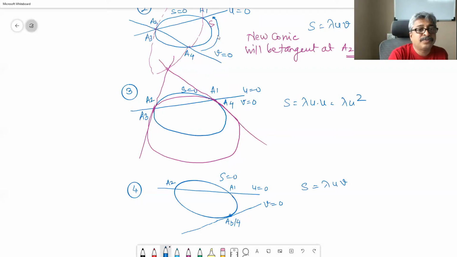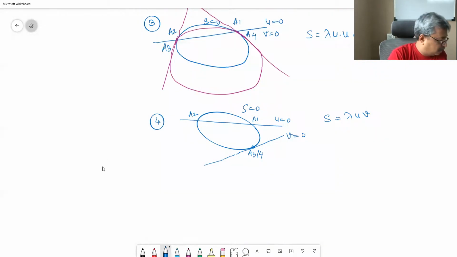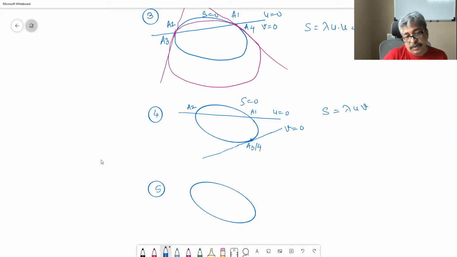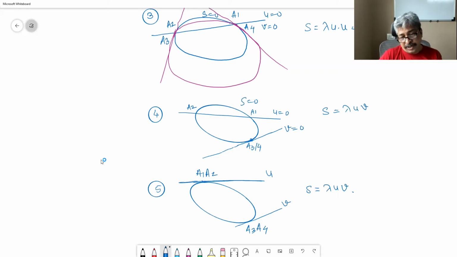Do you understand? Okay. This is our fourth condition. Our fifth condition is there is a conic section and there is a tangent U and there is a tangent V. A1, A2, A3. Now it is easy. Equation of the new conic section is S is equal to lambda UV. Okay. The new conic section is going to be tangent to the original conic section. It will also be tangent to U and also tangent to V. Simple.